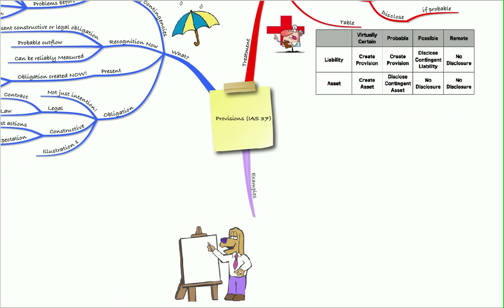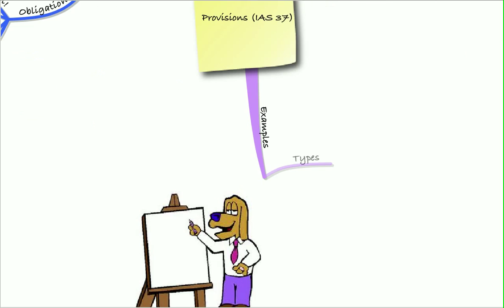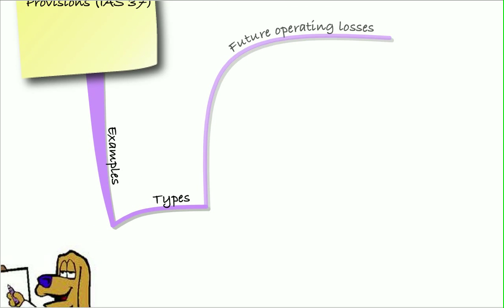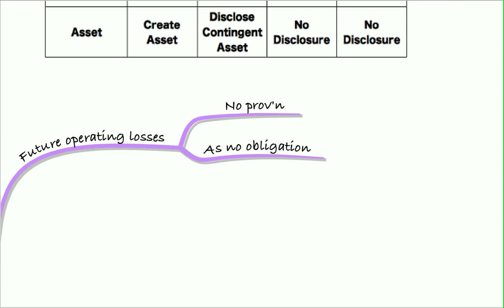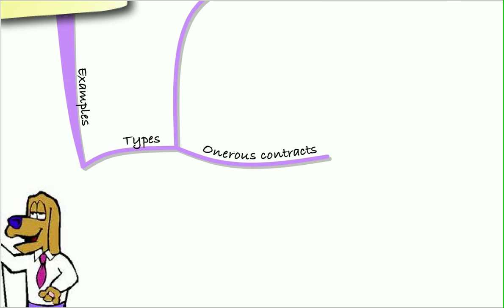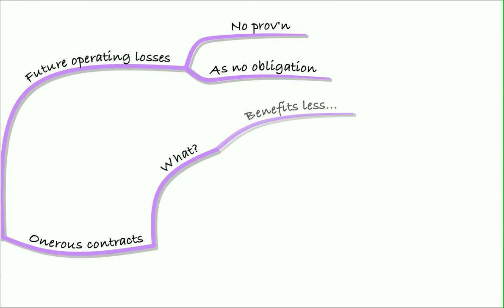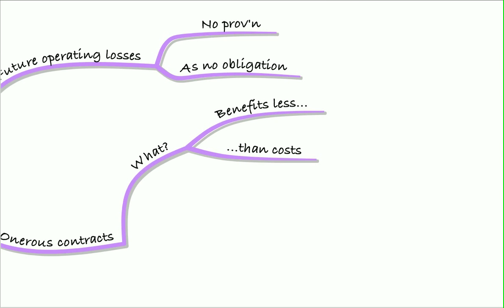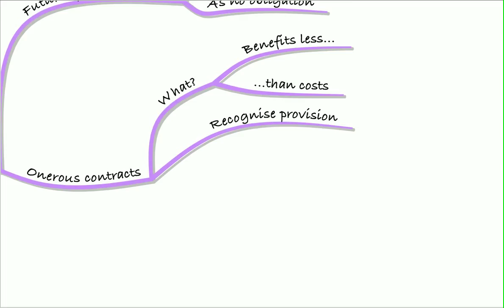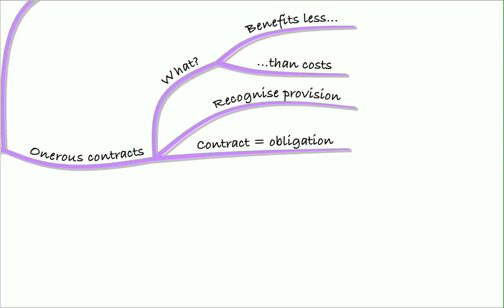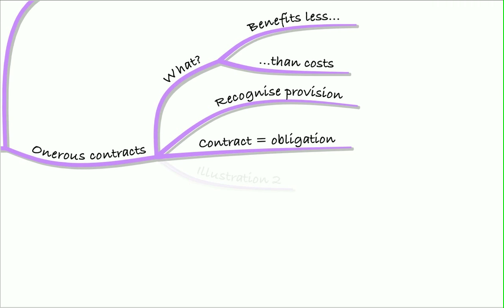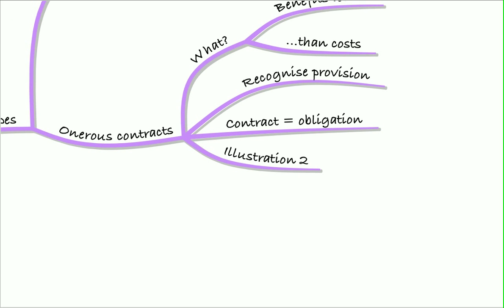We looked at some specific examples that may come up in the exam, so types of provision. Remember, future operating losses we can't provide for as there's no obligation to make them. Onerous contracts where we've entered into a contract where the benefits are less than the costs, so perhaps things have changed, the economic environment has changed and it's going to lose us money on that contract. Well, for this we can recognise a provision because the contract is an obligation. That's a legal obligation. And we looked at that in illustration 2.